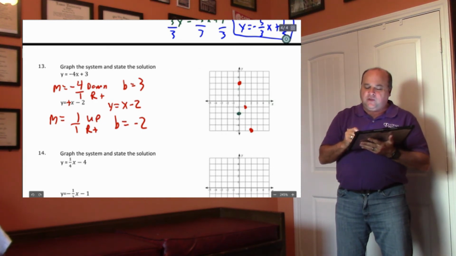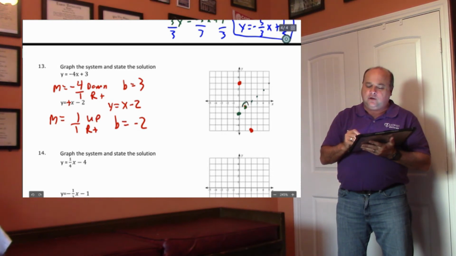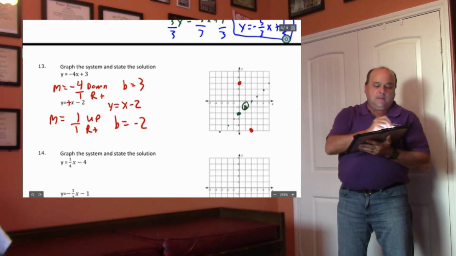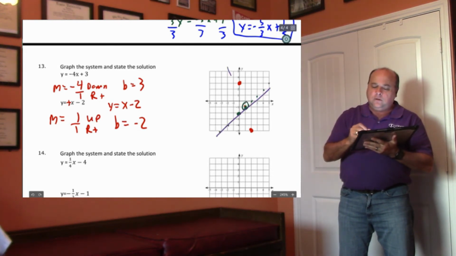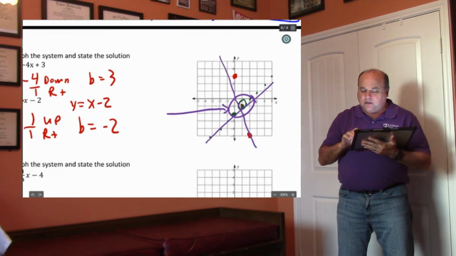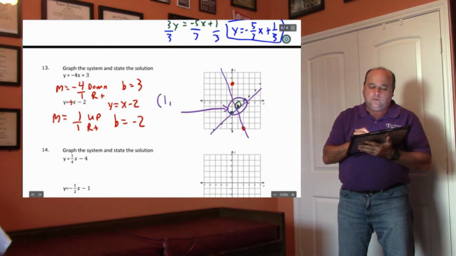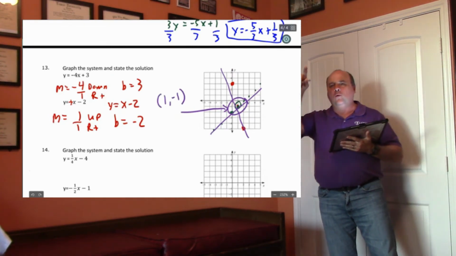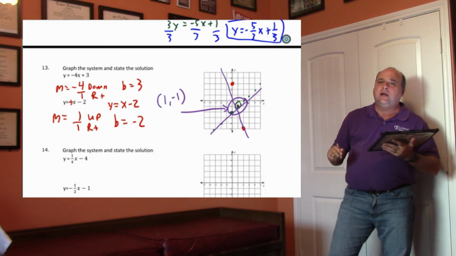So I'm going to put a dot at the negative 2, then I'm going to go up 1 over 1, and boom, I got my intersection point, don't I? Now then I'm going to graph those lines, circle the intersection point, and that intersection point is at 1 comma negative 1. So if I go over 1, down 1 from the origin, I get where the 2 lines cross.